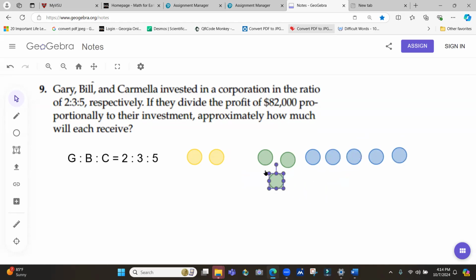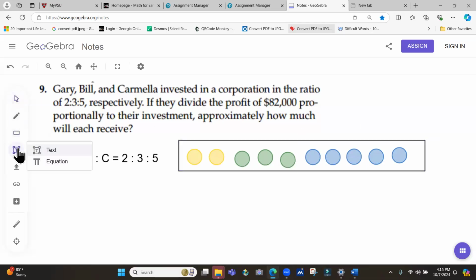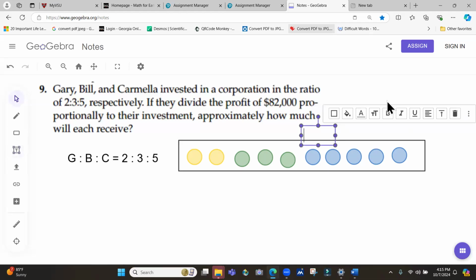Okay. If this whole corporation is split into 10 equal parts, according to the meaning of the word ratio, Gary should receive 2 of those parts, Bill should receive 3 of those parts, and Carmela should receive 5 of those parts. Now, the entire corporation is worth 82 grand. All of this, all together, is worth 82 grand. And let's write it down so that we don't mess that up.